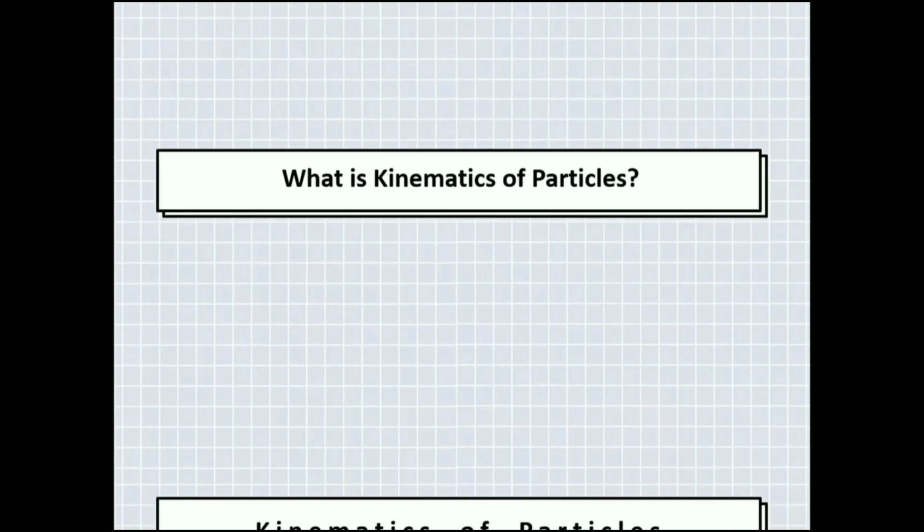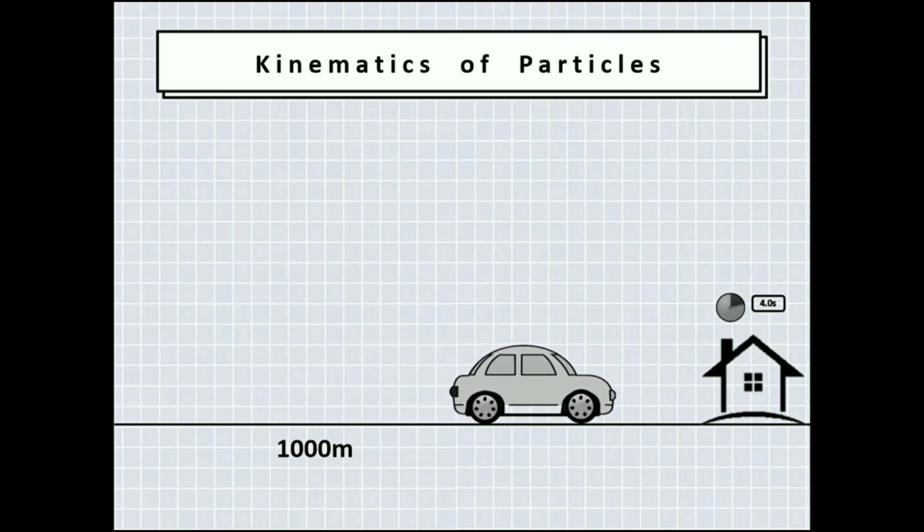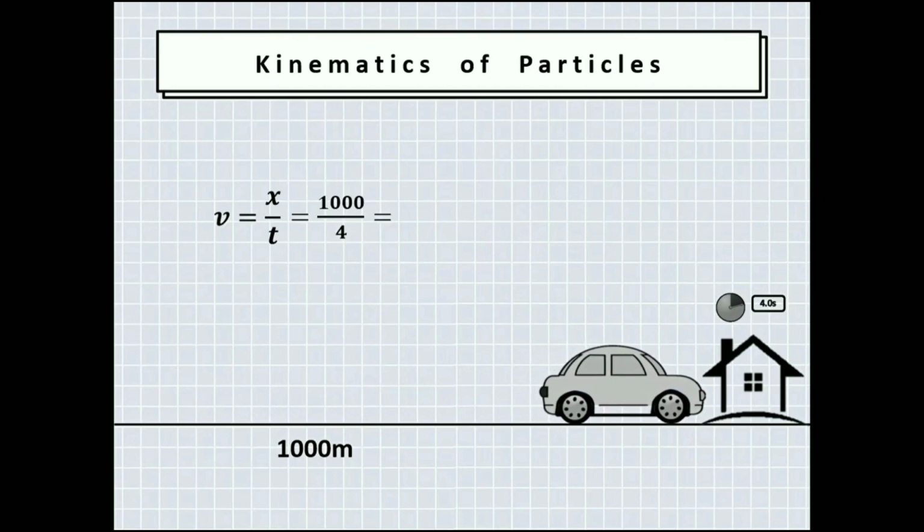So what is kinematics of particles? Here, we are determining the speed of the car. So kinematics of particles is the analysis of a moving particle without consideration of motion. In this example, we do not consider the frictional force which is responsible for the car's motion.